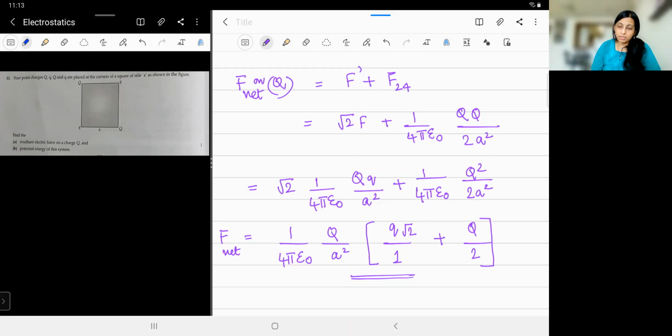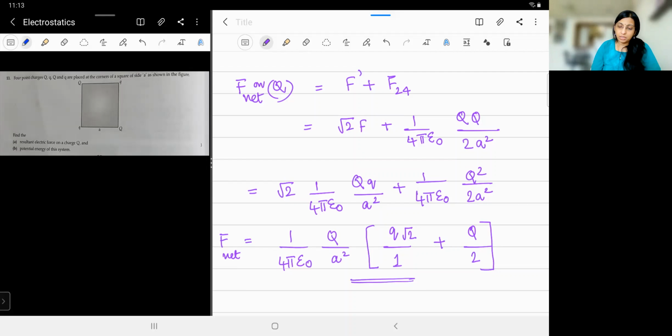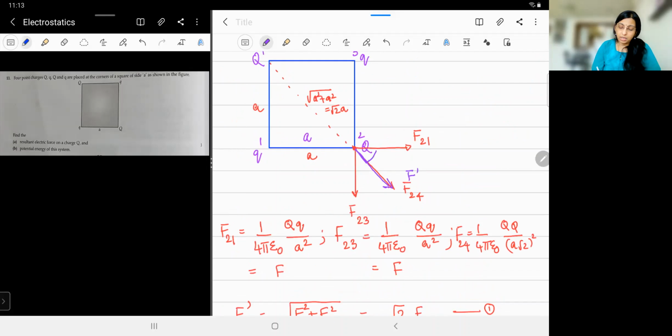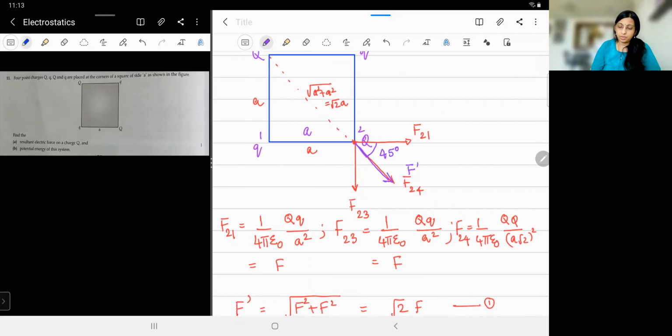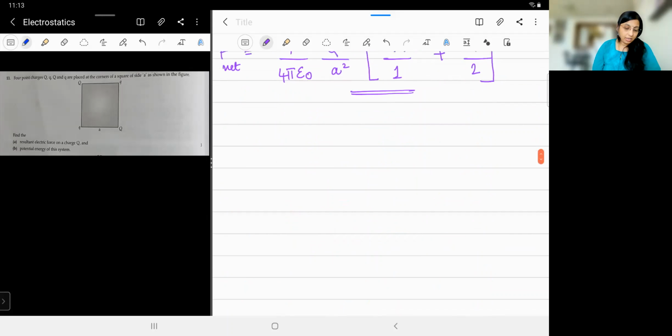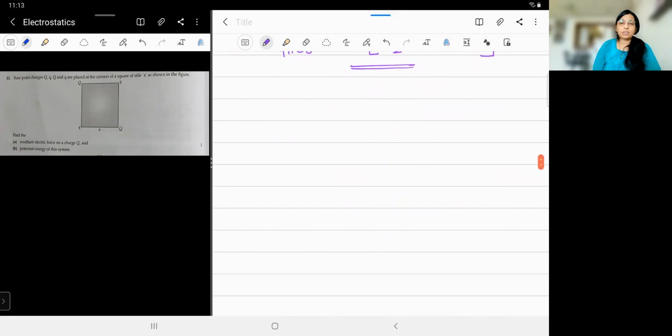And how is it acting? The net force is acting at 45 degrees. This is 45 degrees with the x-axis, with F21. So the first part of the question is over. The second part is to find the potential energy of the system. So potential energy U of the system.